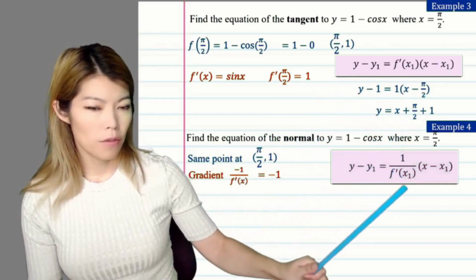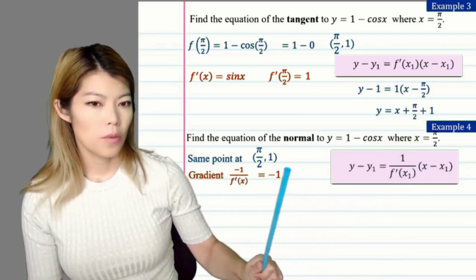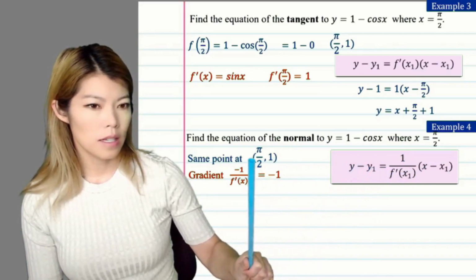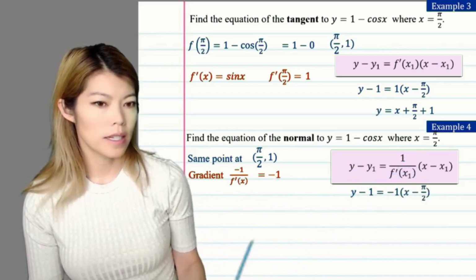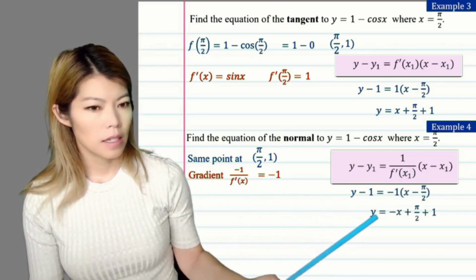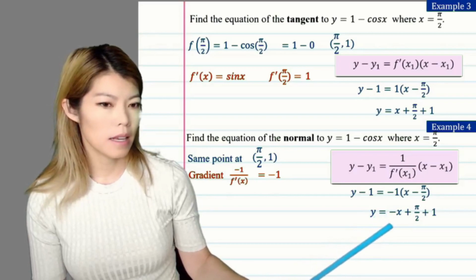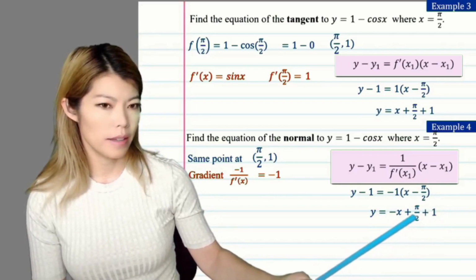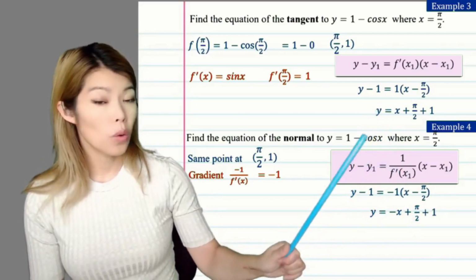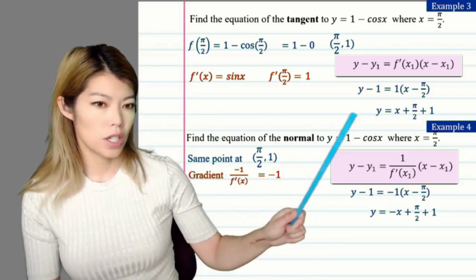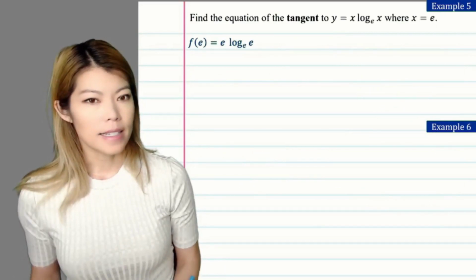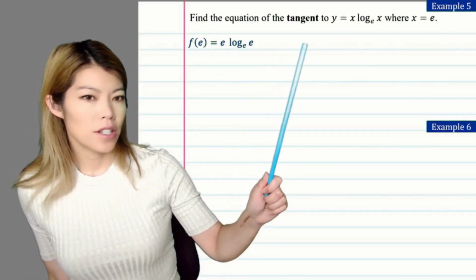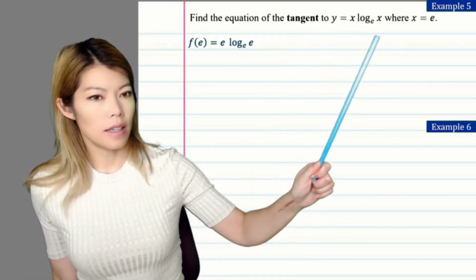Again, put into that format, it looks like that now. We have y1 as 1, x1 as pi and 2, and the gradient as minus 1. And we can simplify that to see that we have y equals minus x plus the same y-intercept. And if you look at these two, they will be perpendicular to each other, like we expected it to be, tangent and normal.